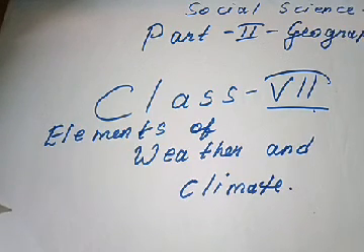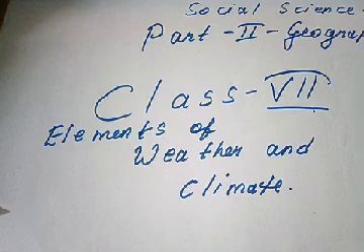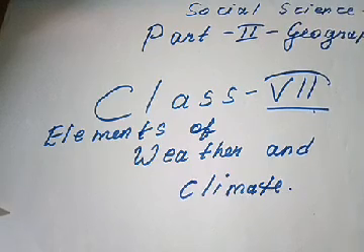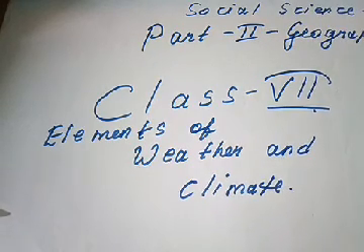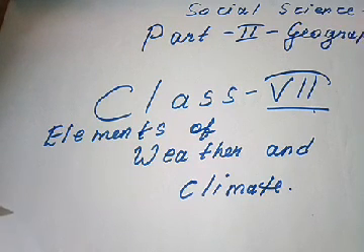The chapter is included in part 2 of Geography of the Social Science subject. In this chapter we will discuss the elements of weather and climate. First of all, we have to understand the elements. What are the elements? Elements are those parts of the weather and climate which are responsible for the occurrence of the weather and climate.